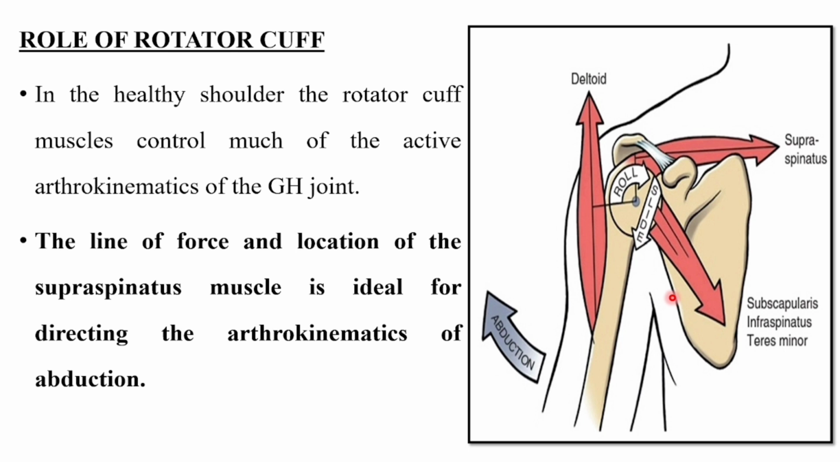And finally, during your abduction, in the end range of abduction, the infraspinatus and teres minor can also externally rotate the humerus to varying degrees to increase the clearance between your greater tubercle and the acromion, in order to prevent shoulder impingement. So the infraspinatus and teres minor not only produce an inferior translation, they also produce an external rotation motion at the glenohumeral joint at the end range of your shoulder abduction, that is nearly to your 180 degrees.